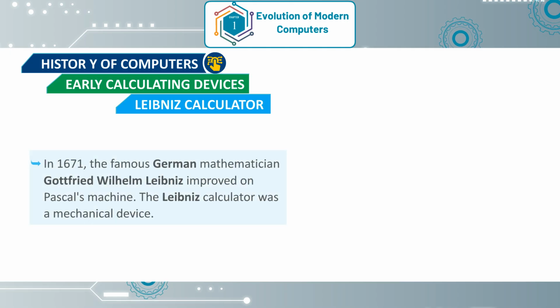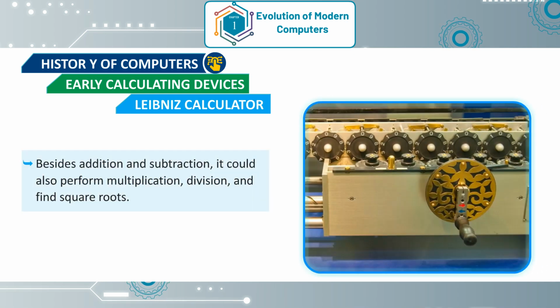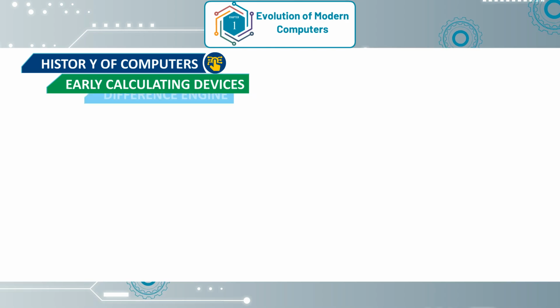Leibniz calculator. In 1671, the famous German mathematician Gottfried Wilhelm Leibniz improved on Pascal's machine. The Leibniz calculator was a mechanical device. Besides addition and subtraction, it could also perform multiplication, division, and find square roots.